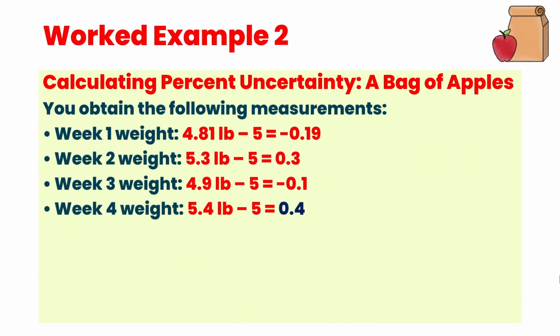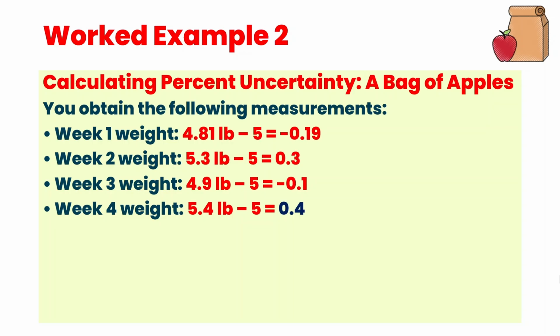So we will subtract A, which is 5 pounds, from every measurement per week to give the uncertainty. For week 1, 4.81 minus 5 is equal to negative 0.19. For week 2, 5.3 minus 5 is 0.3. Week 3 is negative 0.1.